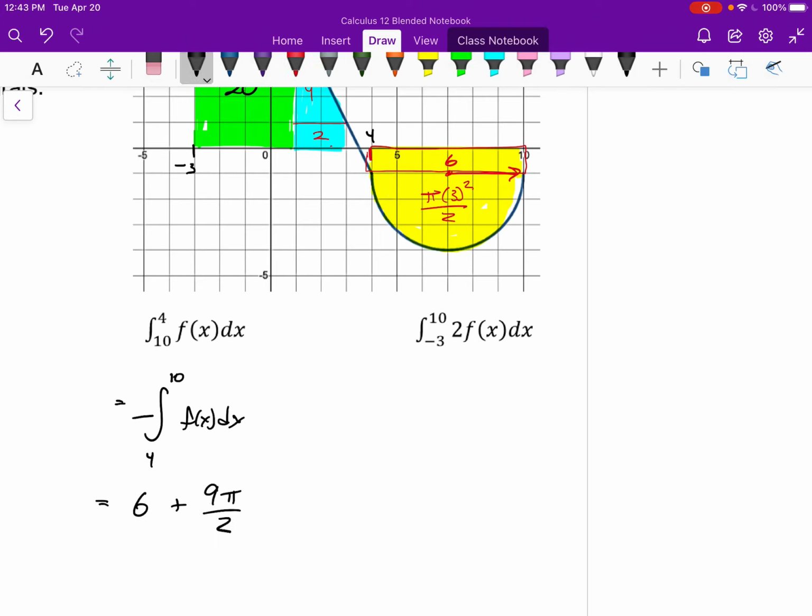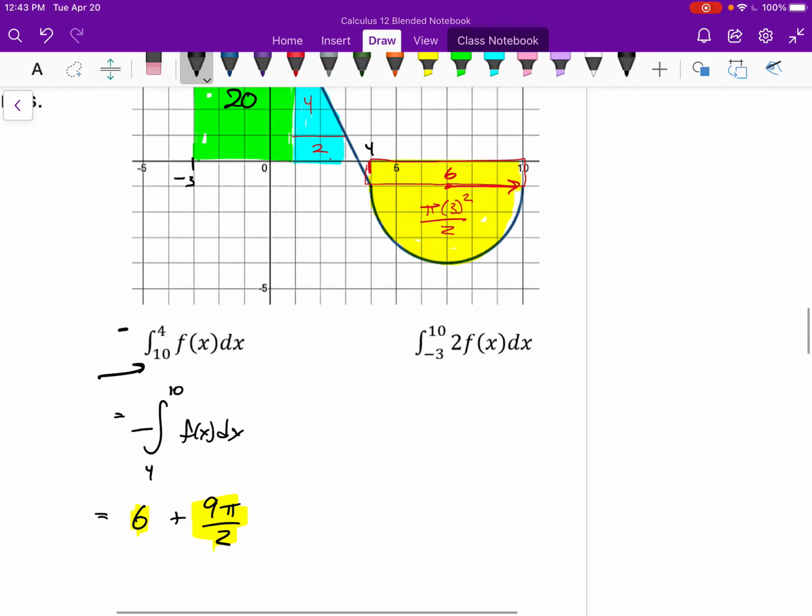Well, that's almost it. Keep in mind, that's the area from 4 to 10. 6 plus 9 pi over 2. Don't forget, though, the question was asking from 10 to 4. Or don't forget, there's this negative right here. And so in the end, I need to just make all this negative. Now we're done.